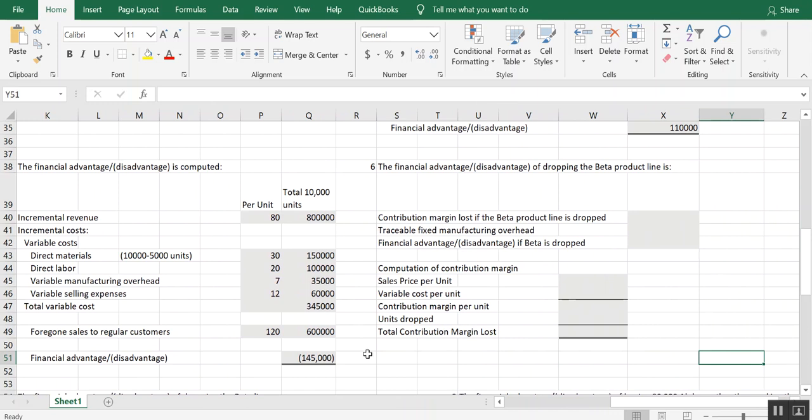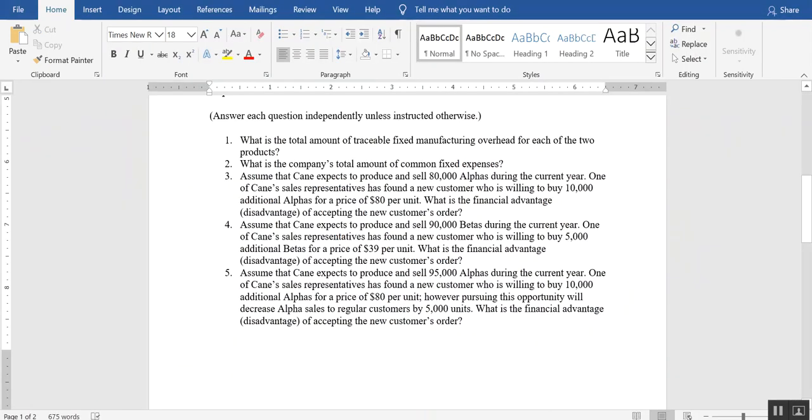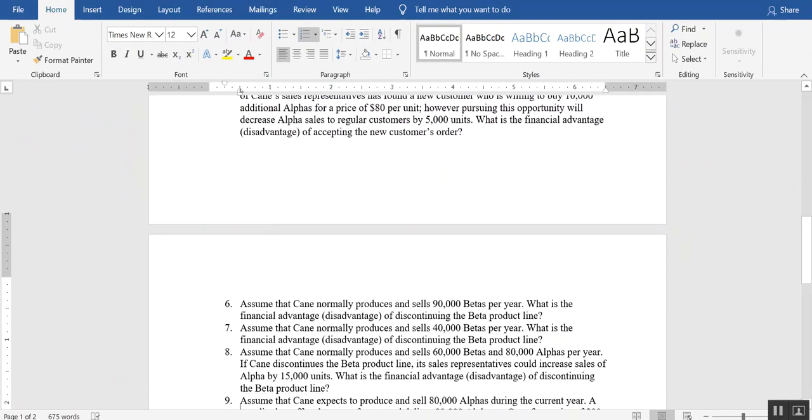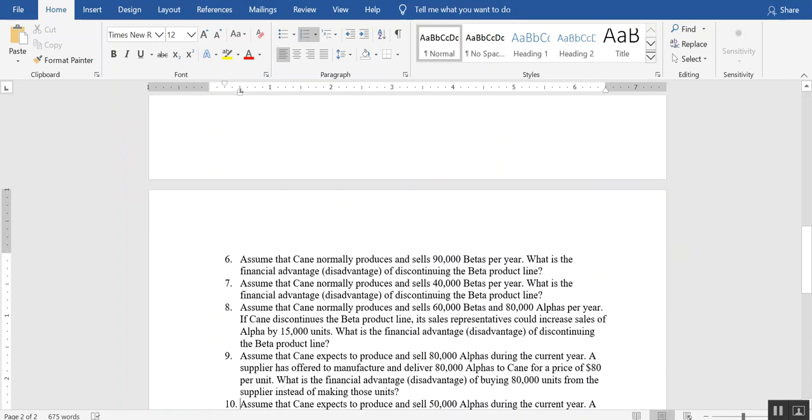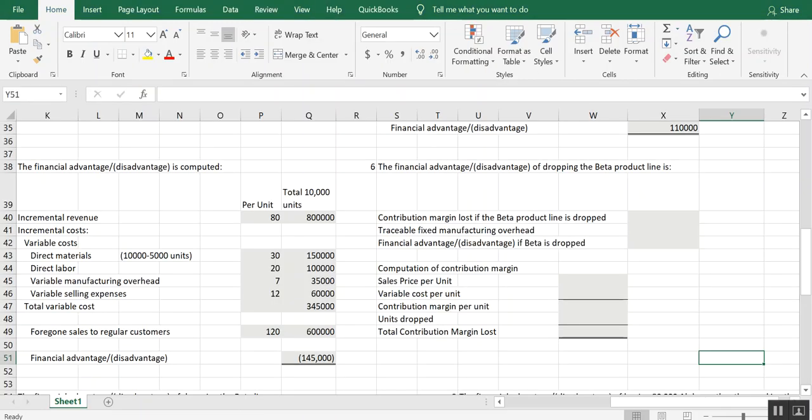With number 6, we're going to look at a little different question here. This is going to be a question about discontinuing the beta line. Do we want to discontinue the beta line? So it says, assume that Kane normally produces and sells 90,000 betas per year. What is the financial advantage or disadvantage of discontinuing the beta product line? So we're going to come down here and calculate that.